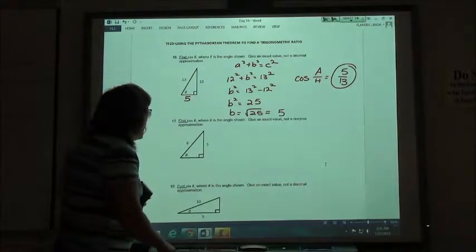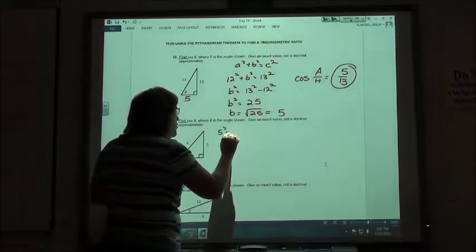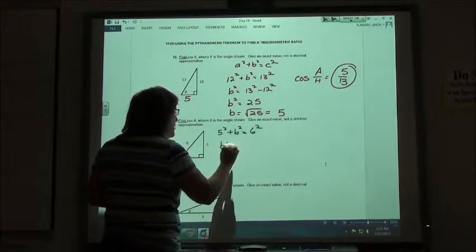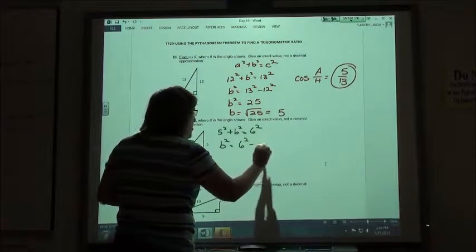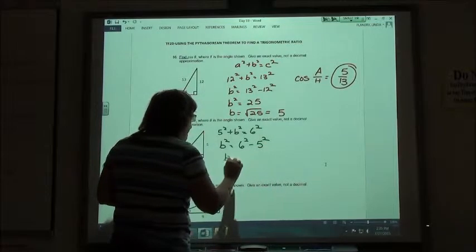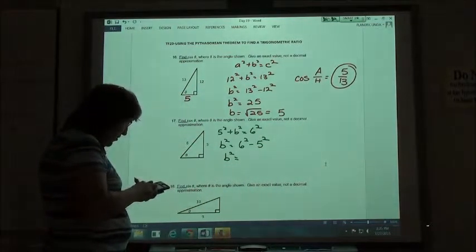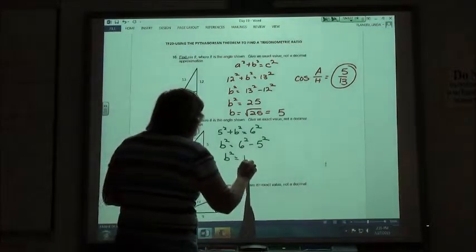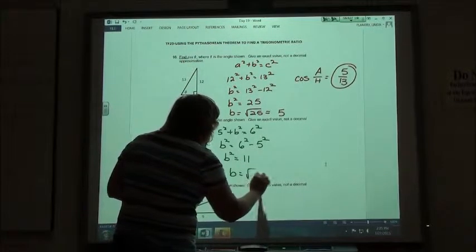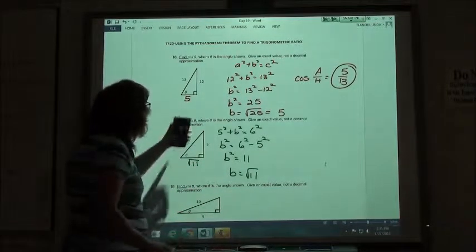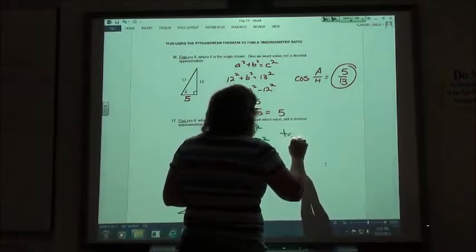The next one. 5 squared plus b squared equals 6 squared. So b squared is going to equal 6 squared minus 5 squared. 6 squared minus 5 squared is going to give me 11. So b is going to equal the square root of 11. Can't do much with that. We want to do the tangent.